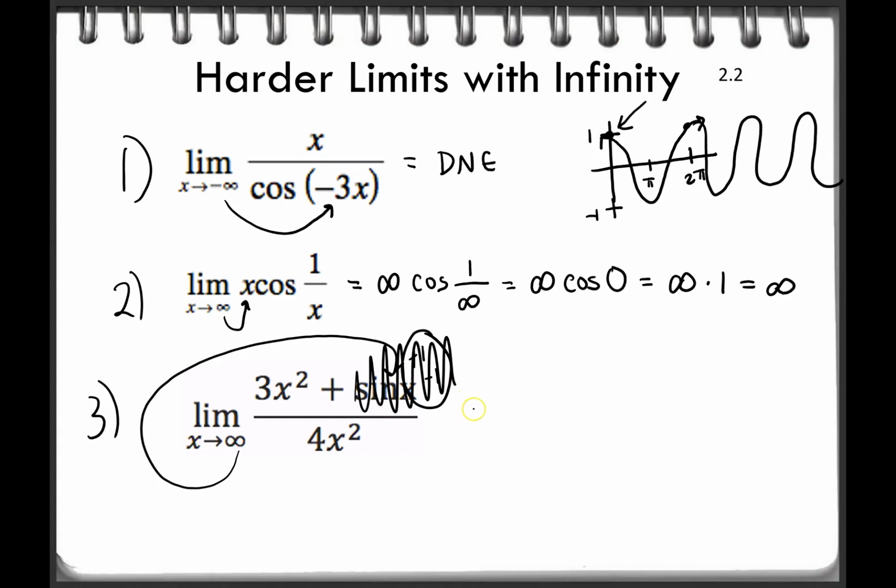All right, so this is going to end up being the limit as x approaches infinity of 3x squared over 4x squared. Well, we know that when our exponents match, we just take the ratio of our coefficients, and this answer is going to be 3/4. All righty.